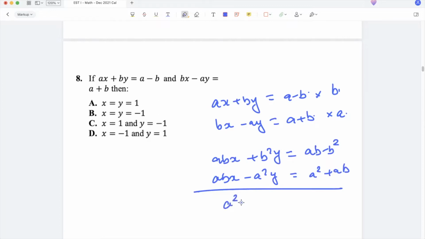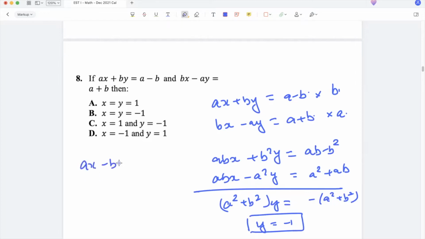So I'll get (a square plus b square) y is, we are going to subtract, right? So these will cancel, minus (a square plus b square). So y is minus 1. And when we put y as minus 1 in this, I get ax minus b is a minus b. So x is 1. So x is 1 and y is minus 1, C.